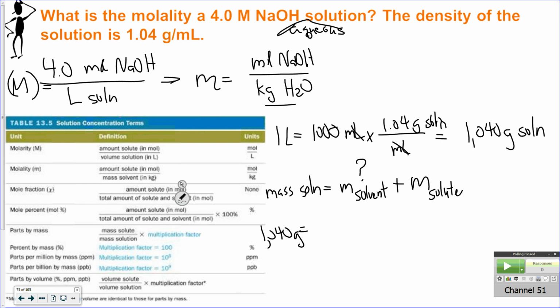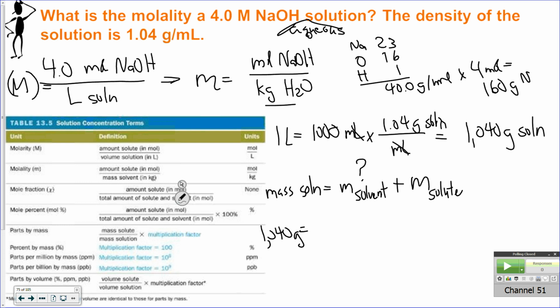Okay, so that's exactly what we do. If we have 1 liter of it, we know there are 4 moles in that liter. So NaOH weighs, sodium's about 23. Oxygen is 16. And hydrogen is 1. So it weighs right at 40 grams per mole. Okay, so that's its molar mass. So if that's the grams per mole times 4 moles of it, that means that there are 160 grams of sodium hydroxide in that liter of solution.